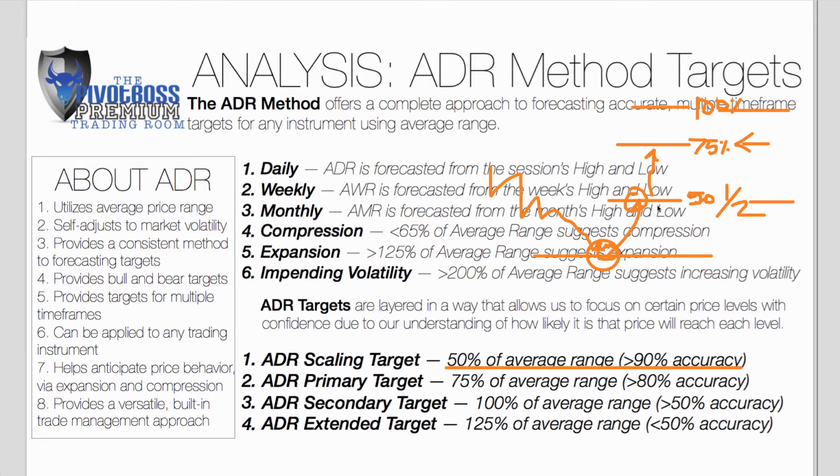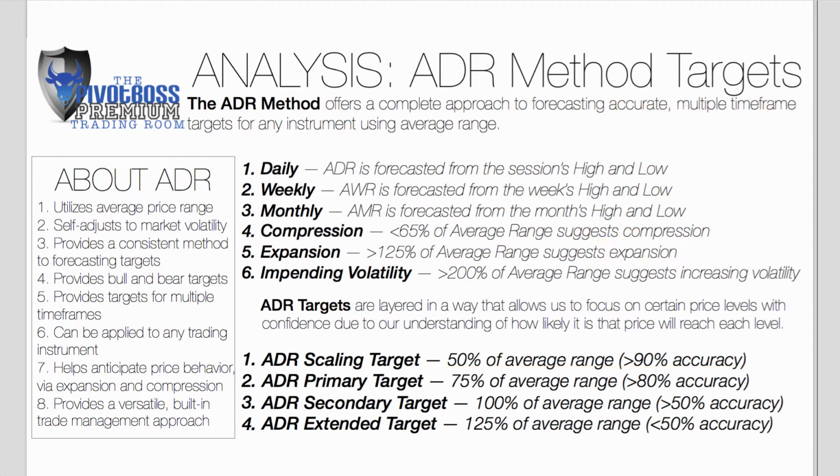So if you enter a trade here, ideally you're taking off a portion at your scaling target. That's why it's called a scaling target. Then you're taking the bulk off, or taking the remainder off, at the primary target. And if you have any runners, that would go to your secondary 100. So we'll talk more about that as we jump into the charts.